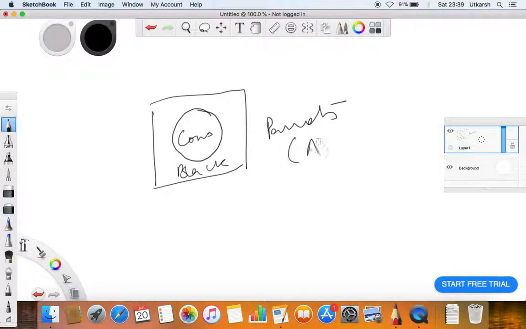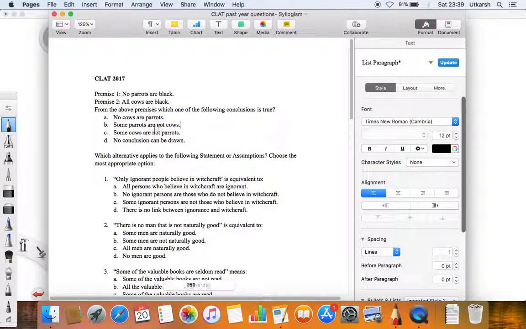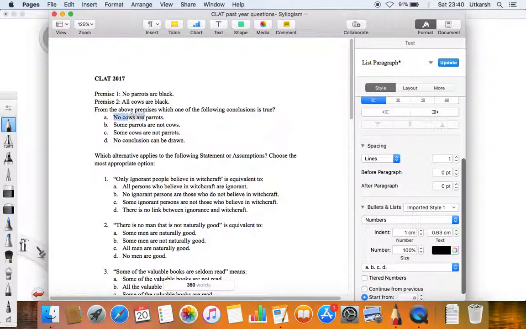This is all parrots. None of the parrots can be cows because all cows are on the black table and none of the parrots are on the black table. So all parrots are not cows. So this is technically correct, because if all are not cows then some are also not cows, but this is a sentence construction problem. But you get that this option is wrong and this is a more appropriate option.